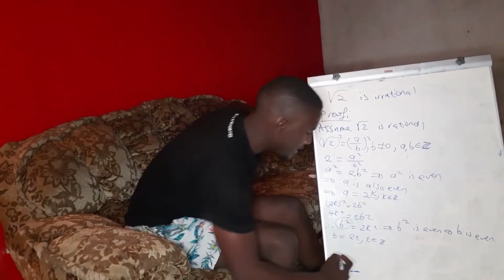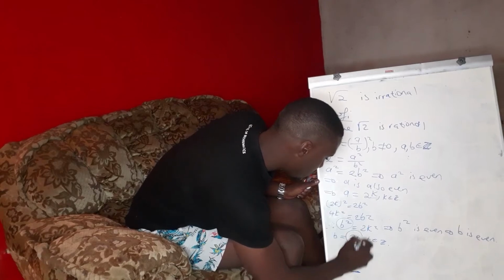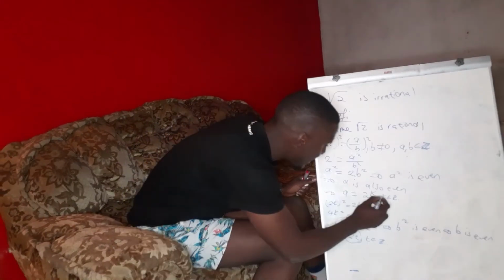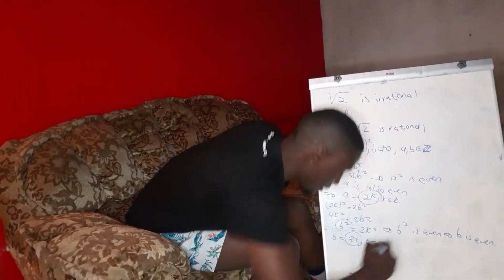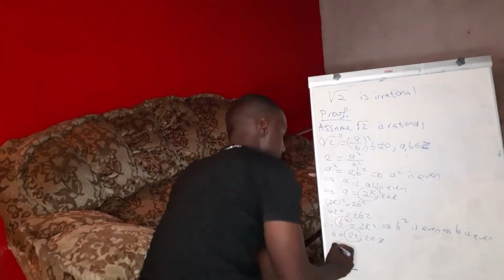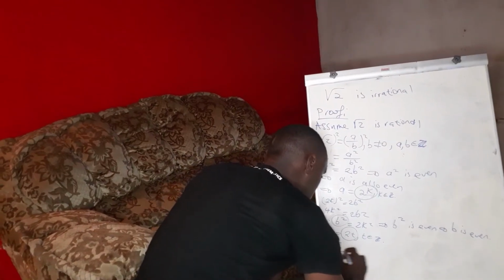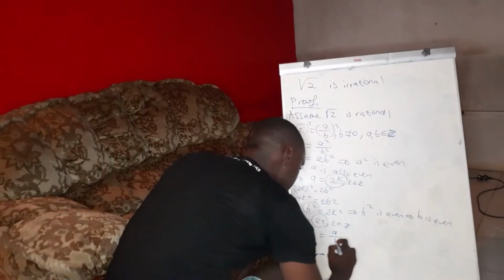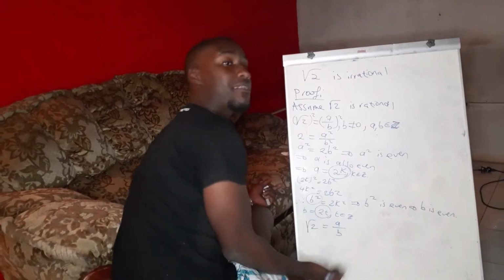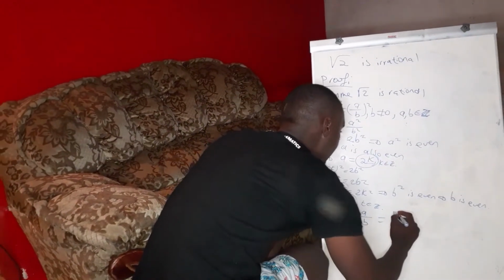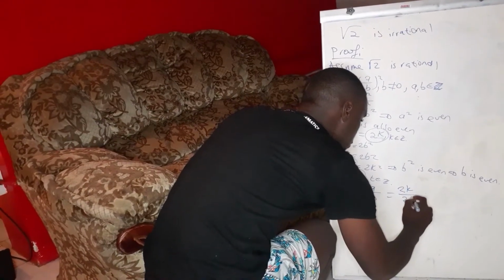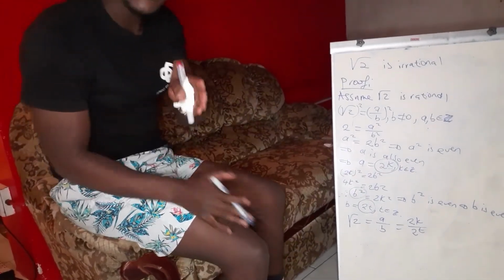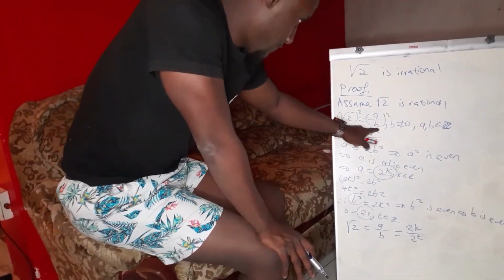Therefore, if we have B as 2T and A as 2K, let us go back to our square root of 2 equals A over B. Now that we have A and B, we can just substitute: A is 2K, B is 2T.